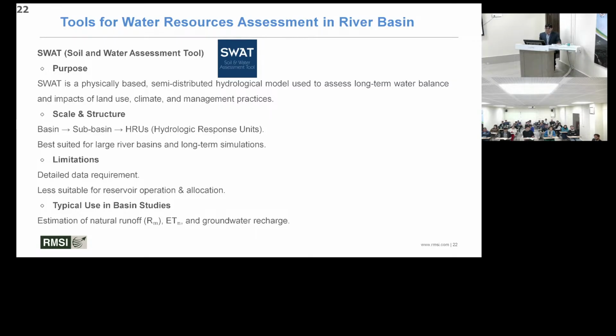Like SWAT is one tool, the Soil and Water Assessment Tool. How many of you are aware of this tool? Can you raise your hand?